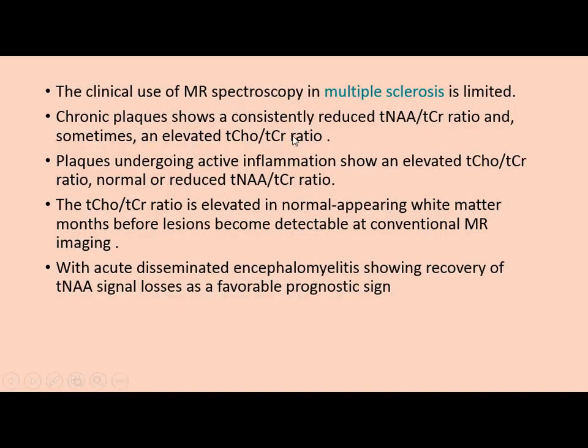The clinical use of MR spectroscopy in multiple sclerosis is limited. It shows some benefits, but it's not that beneficial. Chronic plaques show a consistently reduced NAA creatine ratio and sometimes elevated choline creatine ratio. Plaques undergoing active inflammation show an elevated choline creatine ratio, normal or reduced NAA creatine ratio. The choline creatine ratio is elevated in normal appearing white matter months before lesions become detectable at conventional MR imaging, with acute disseminated encephalomyelitis showing recovery of NAA signal loss as a favorable prognostic sign.